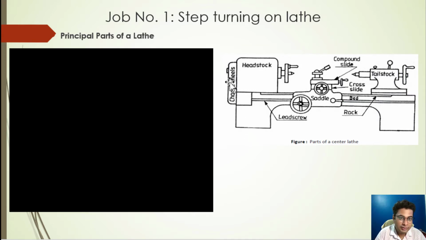These are change wheels. This portion is known as your headstock. This is your lead screw. This is saddle, compound slide, cross slide, rack, tailstock. What are these? This is the bed. Okay, what are these? Let us see this picture again.